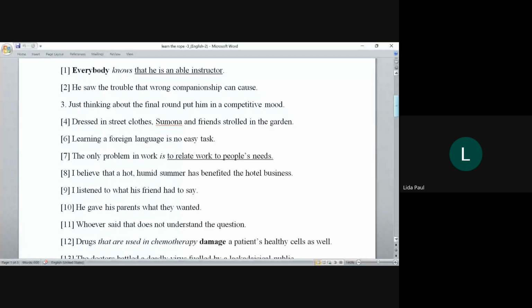He saw the trouble that wrong companionship can cause. So first, tell me what the subordinate clause is, and then we move on to discussing what the type is. That wrong companionship can cause. Okay. Now what is the function of that clause in the sentence? Adjectival? Adverbial? He saw the trouble that wrong companionship can cause. Okay. What is the answer? Whatever your answer is, let me know why.